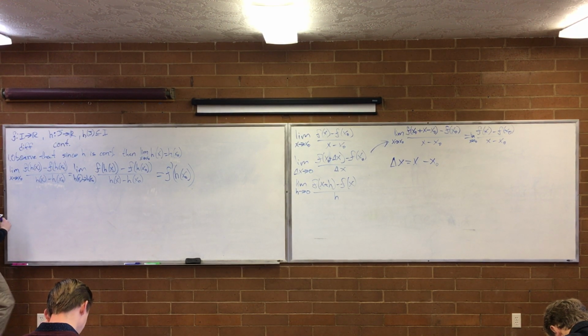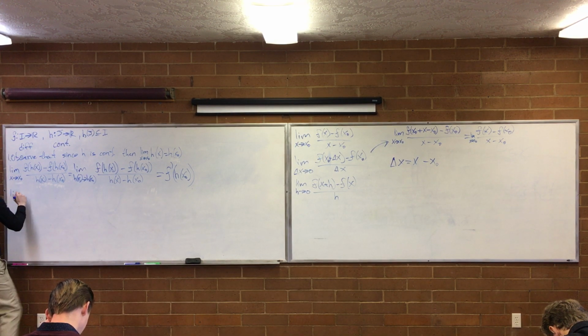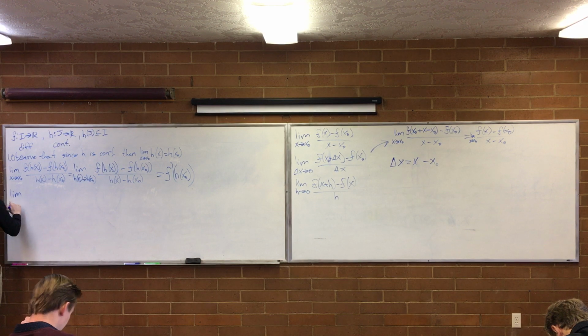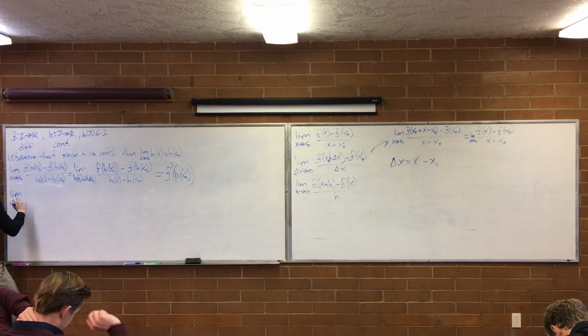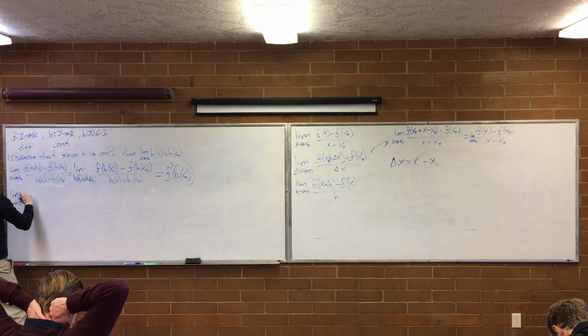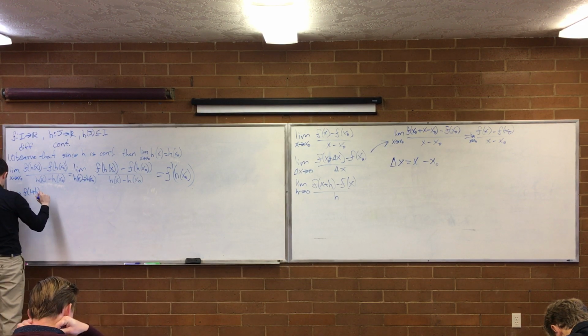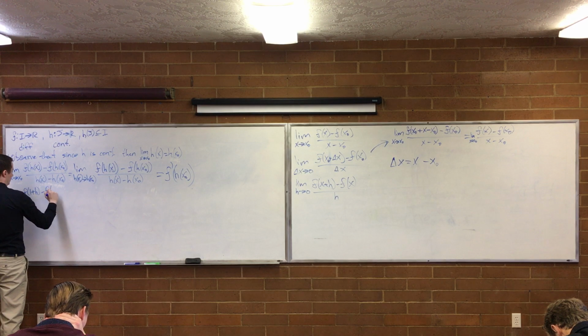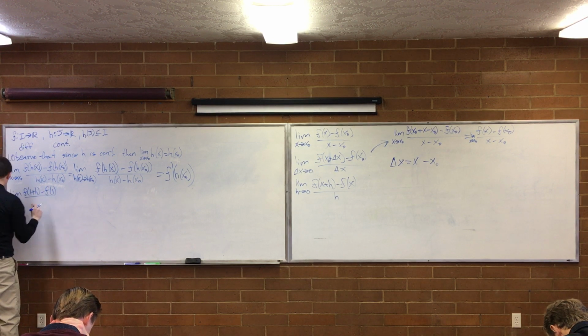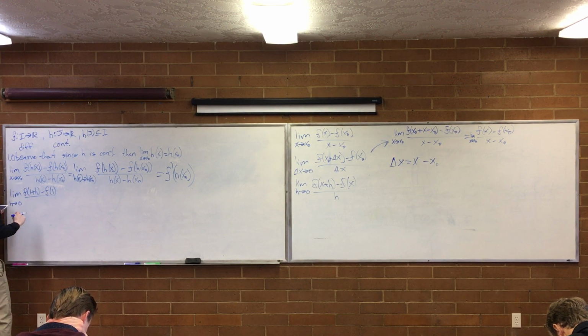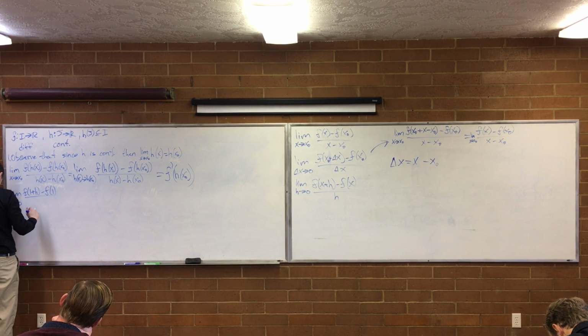So now we're assuming that f is differentiable. So we're taking the limit as h goes to 0 of f of 1 plus h minus f of 1 all over h.